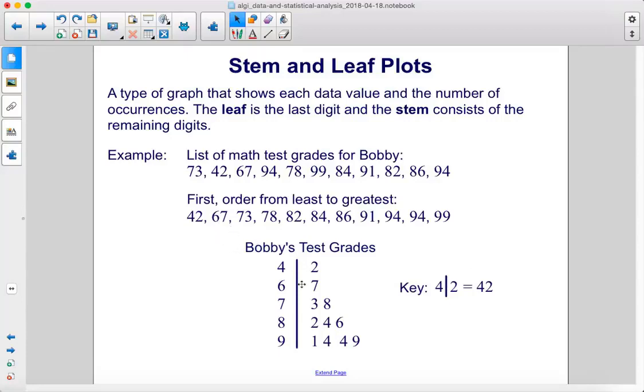Then we have 6 and 7, 7 and 3, and 7 and 8, 8, 2, 8, 4, 8, 6, 91, 94, 94, and 99.